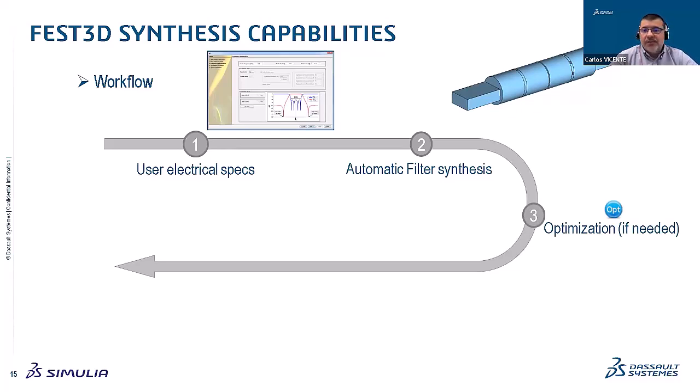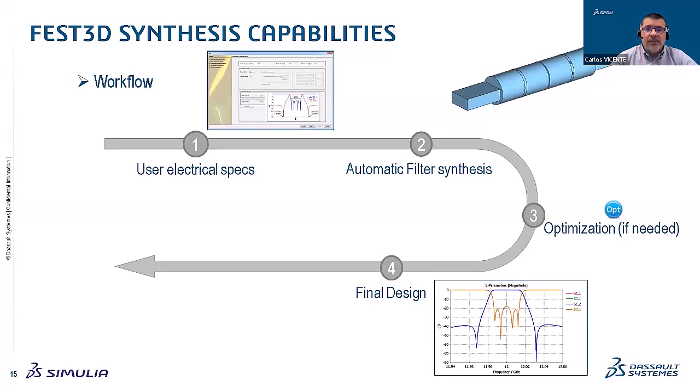For the dual mode filters, it's almost always fine because the main inaccuracies can come from the tuning screws, which are later on tuned during manufacturing. And indeed, for instance, in this case, this was the final design obtained. You can see the S parameter response without any kind of optimization.